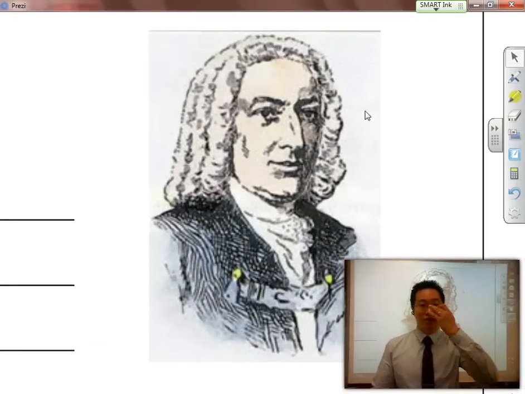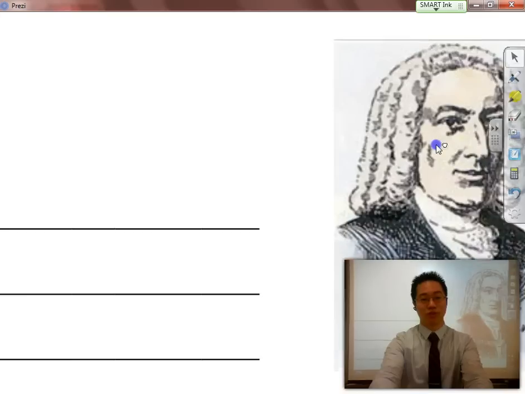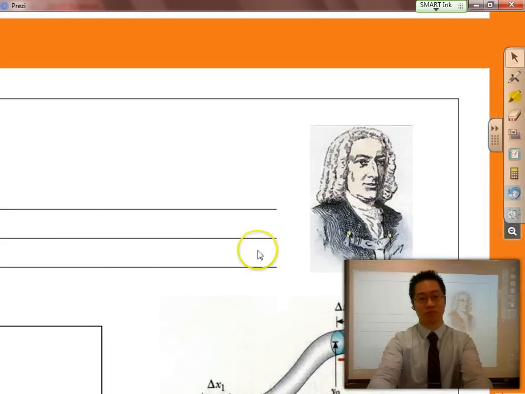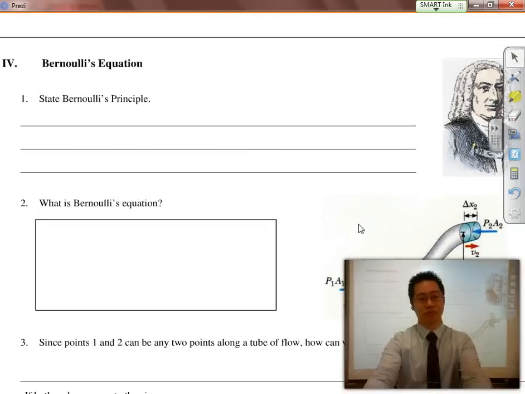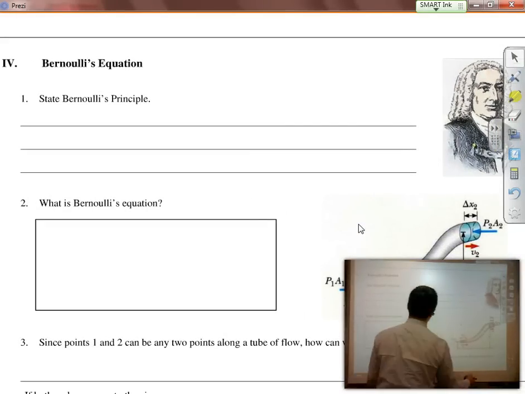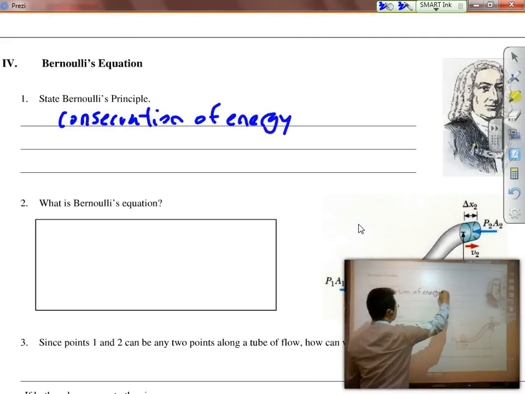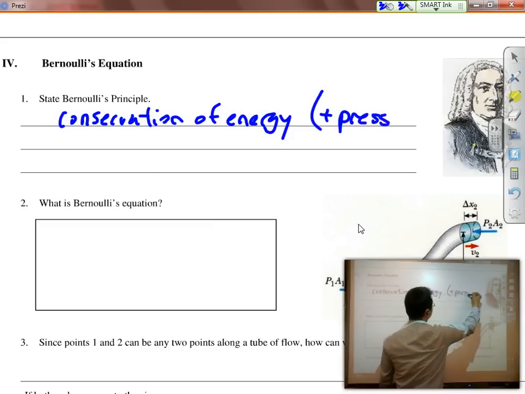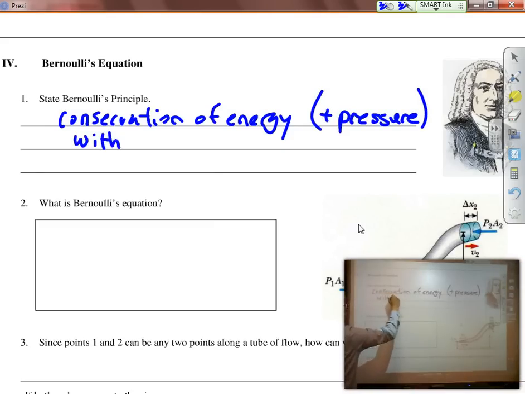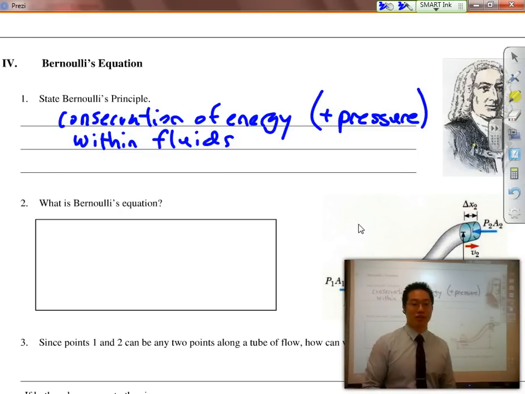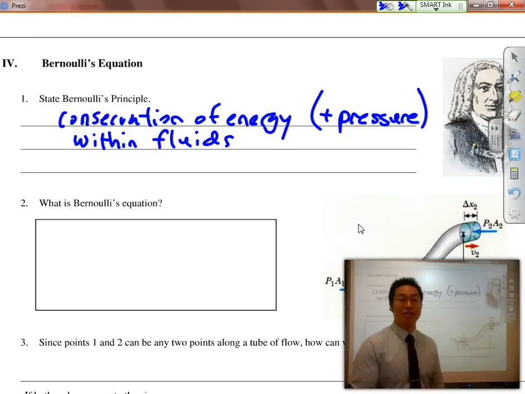Okay. And the next part of the lesson is going to be talking about a man named Daniel Bernoulli. And Bernoulli was a famous mathematician who also basically came up with this formula for conservation of energy within fluids. Okay. So basically, Bernoulli's principle was about the idea of energy plus pressure within fluids. So if we were to actually write out his equation, it would just be setting the energy at one location equal to the energy at a secondary location.